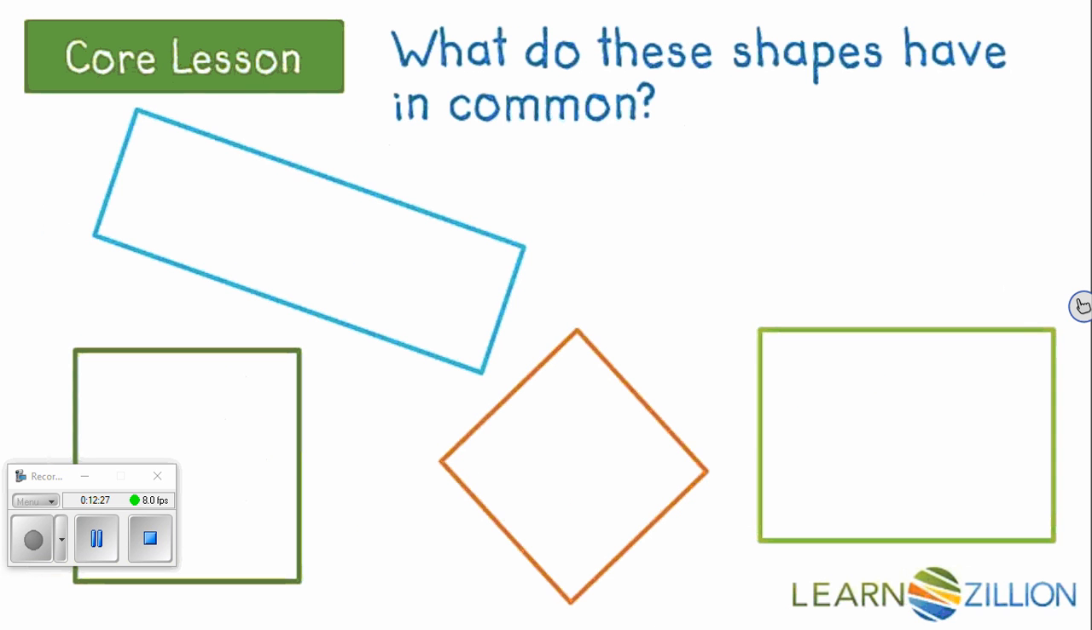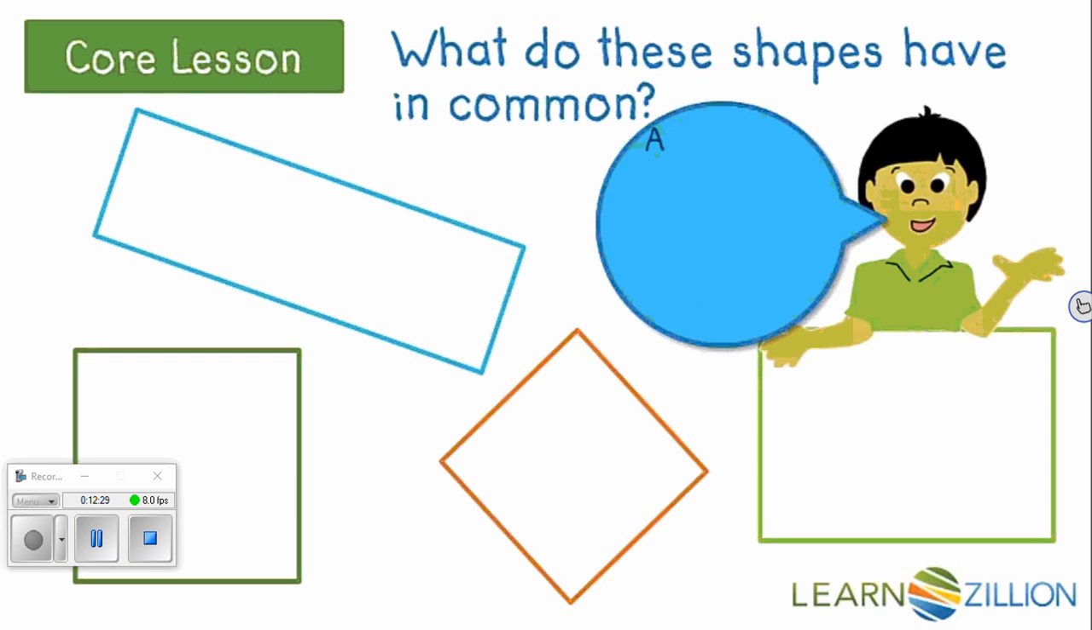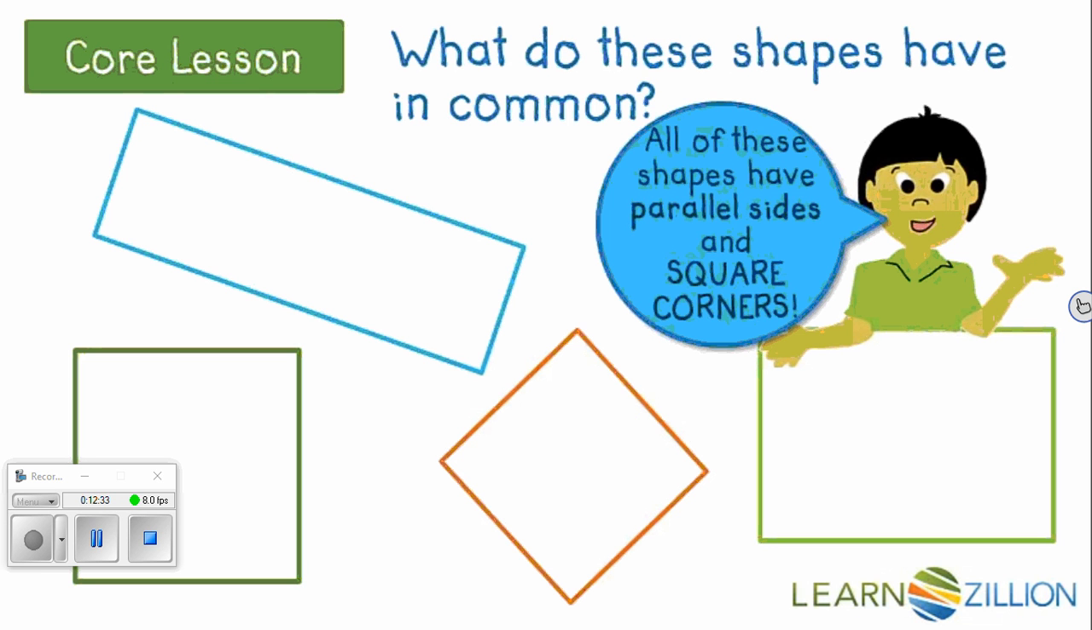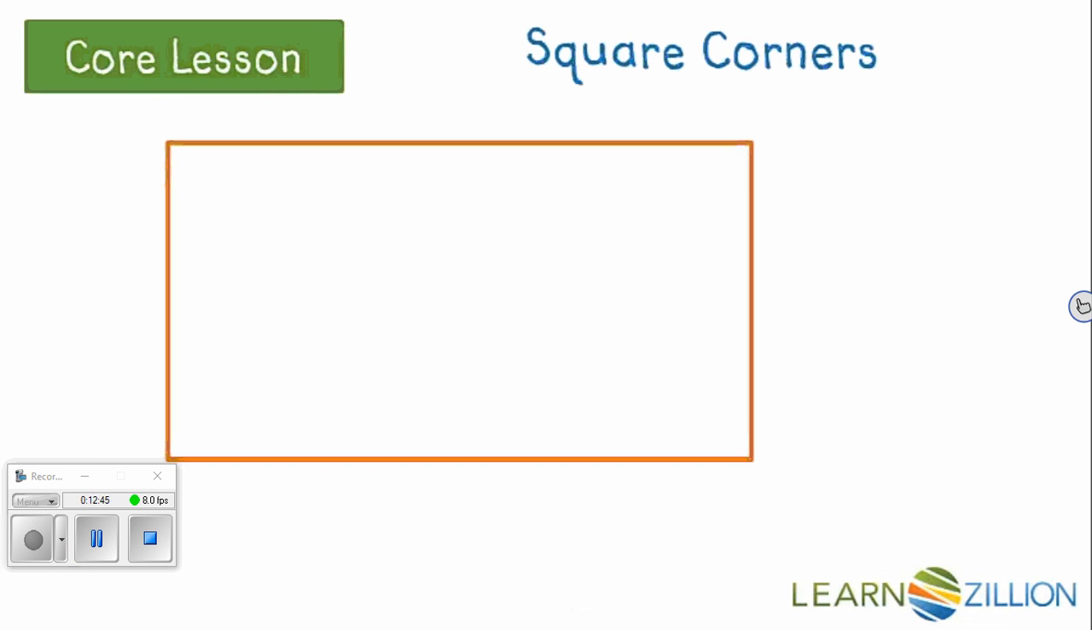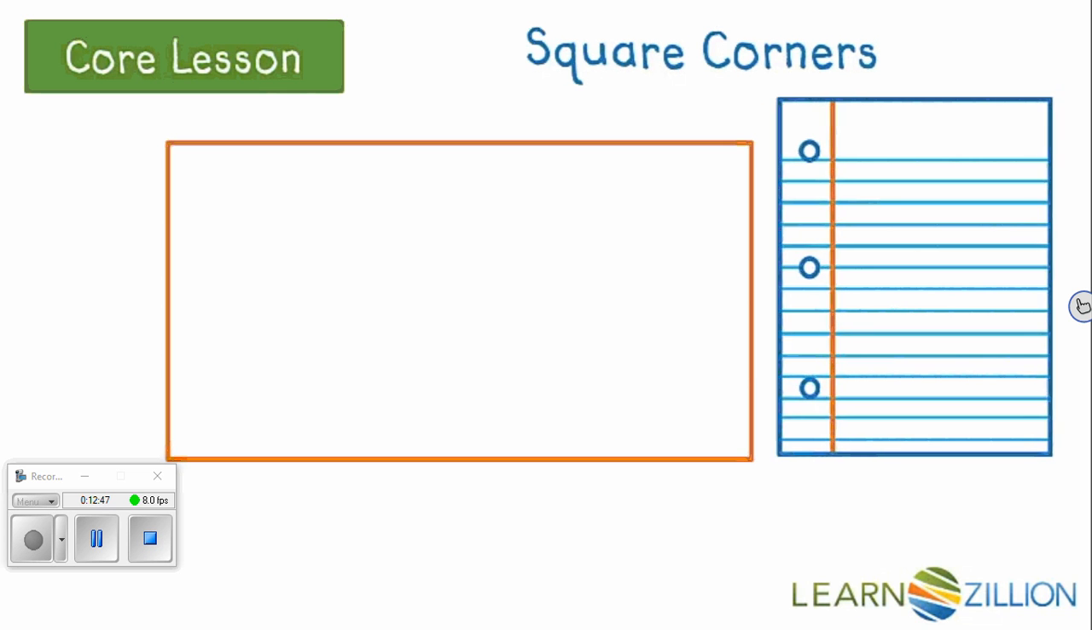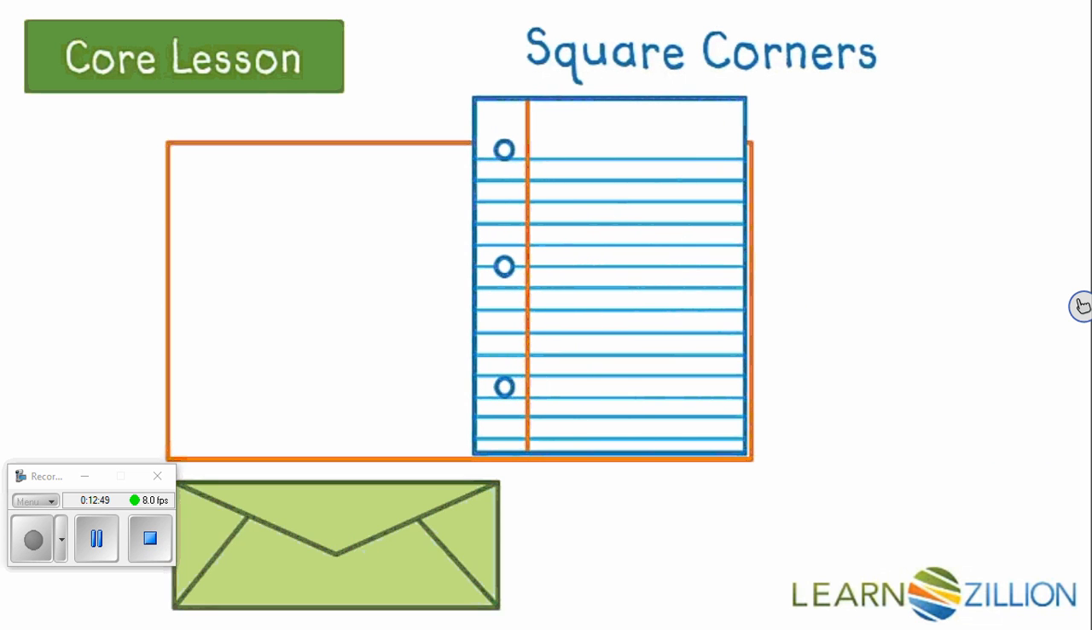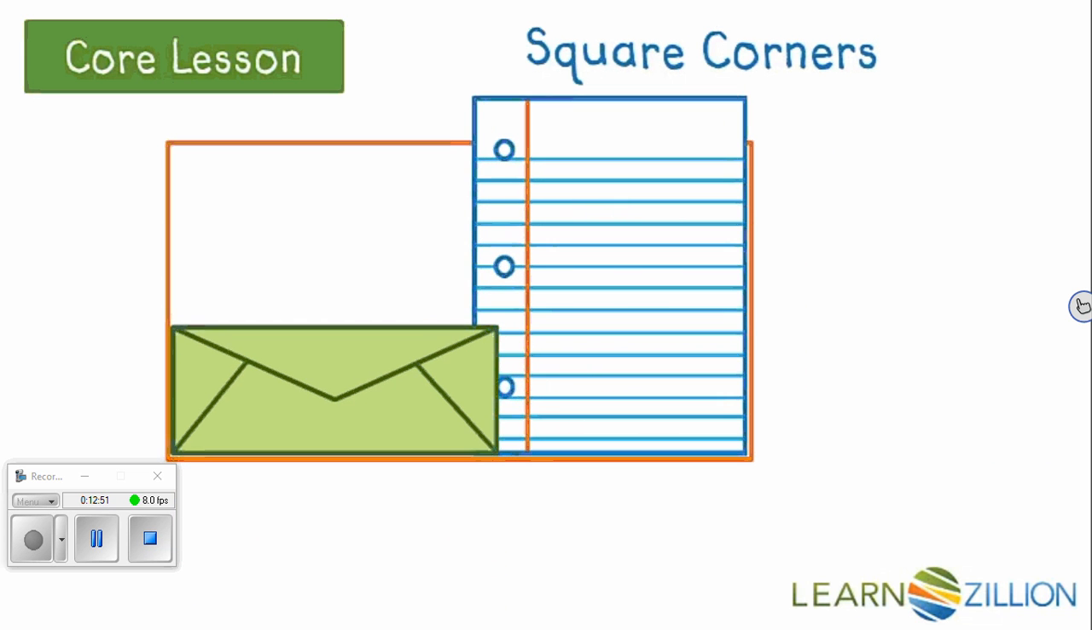Now, take a look at these shapes. What do all of these shapes have in common? We already know that all of these shapes have parallel sides, but all of these shapes also have squared corners as an attribute. That means I can put an envelope or a sheet of paper inside of each corner and it will fit perfectly. We've talked a little bit about square corners. Take a look at this rectangle. I can get a sheet of paper or an envelope and place it in the inside of a corner and it will fit perfectly.